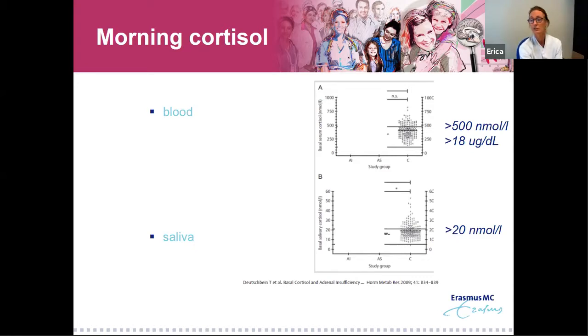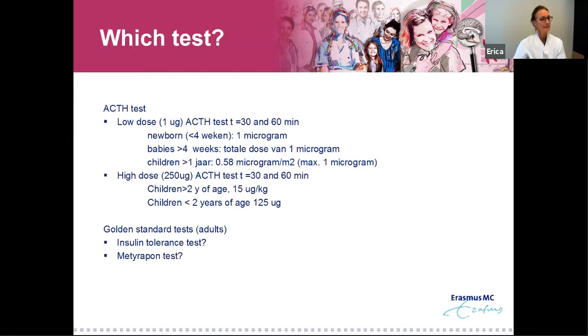But let's take the patient that does not have a spontaneous peak that high. What to do in those cases? Well, that's always difficult. Which function test will you use? Well, in adults, they mainly use golden standard tests, which are the insulin tolerance test or the metyrapone test. Those tests are regularly not used in children. Why? Because they are more at risk for severe side effects of these tests. Usually the SYNACTHEN test or the ACTH test are used.